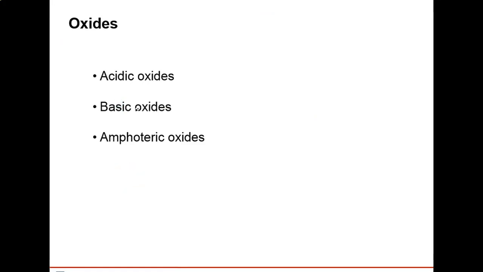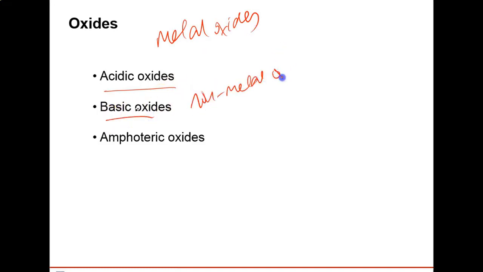I have here on screen three classes of oxides. This is actually not something which is brand new. I have already plucked out some of this from the earlier sections. So acidic oxides are mainly the non-metal oxides. Basic oxides are the metal oxides. So the only one which is new here, which we need to introduce before we begin the writing of ionic equations, is amphoteric oxides. So what are amphoteric oxides?